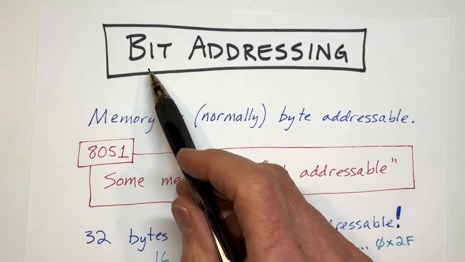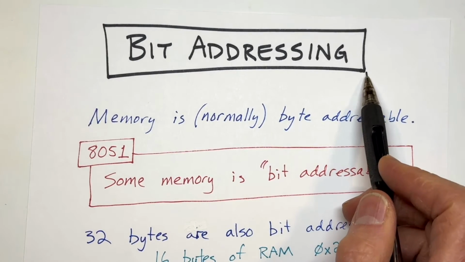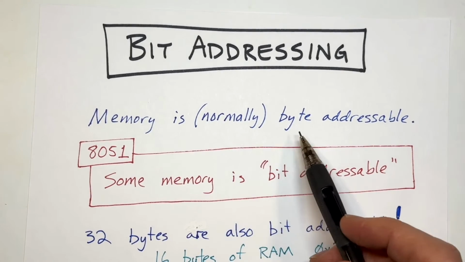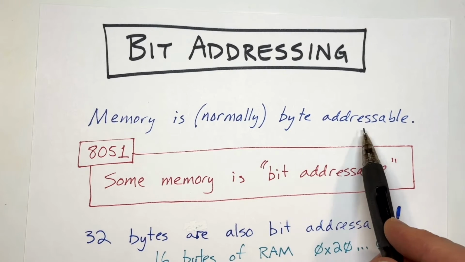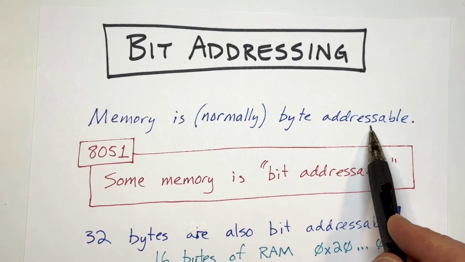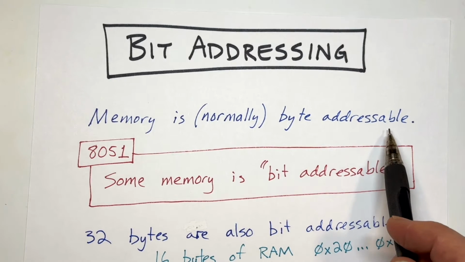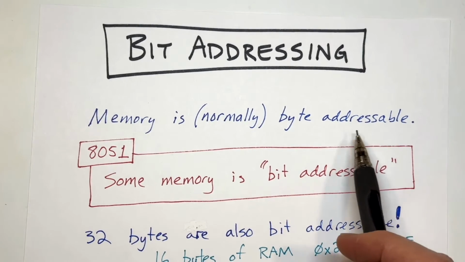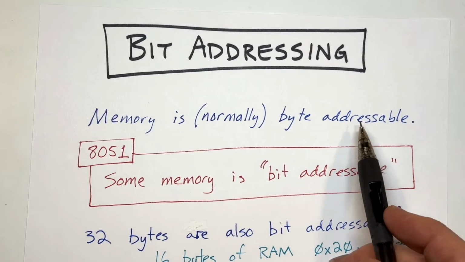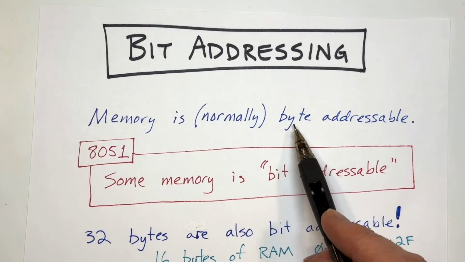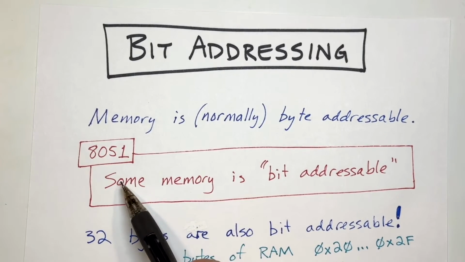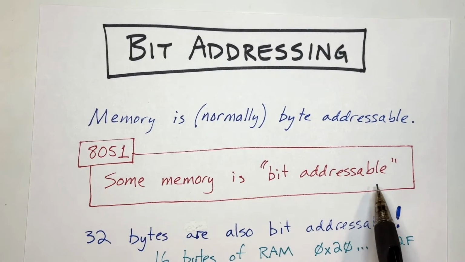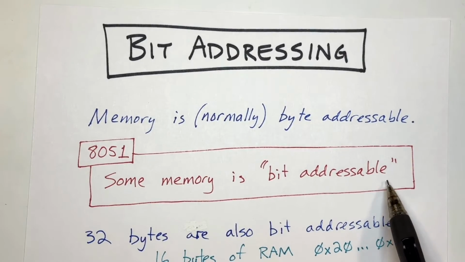Next, let's talk about the bit addressing mode of the 8051. Memory in most computers is byte addressable, and that means that every byte has a unique address, and every memory address refers to a specific byte. It's true that some of the computers in the early days of computing had some funky word sizes and weird stuff going on, but nowadays it's implicit that memory is byte addressable. Well, the 8051 comes from those early days of computing, and it has this other mode called bit addressable, which I'm going to describe now.